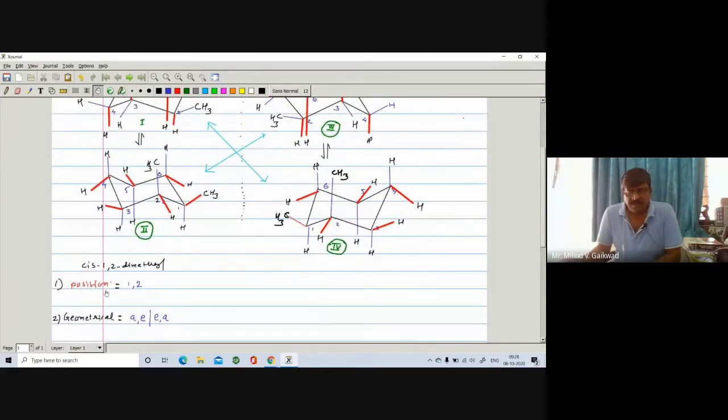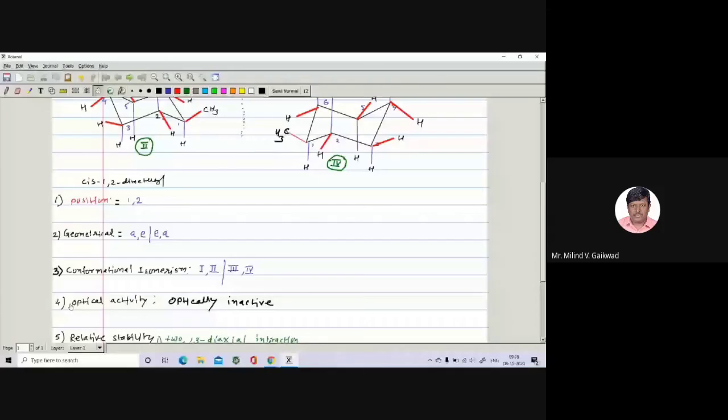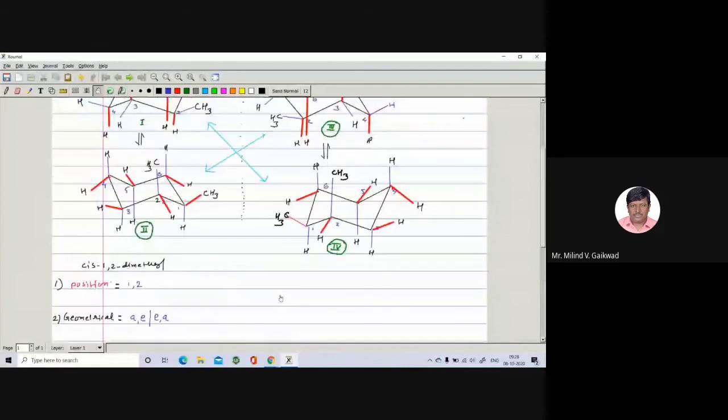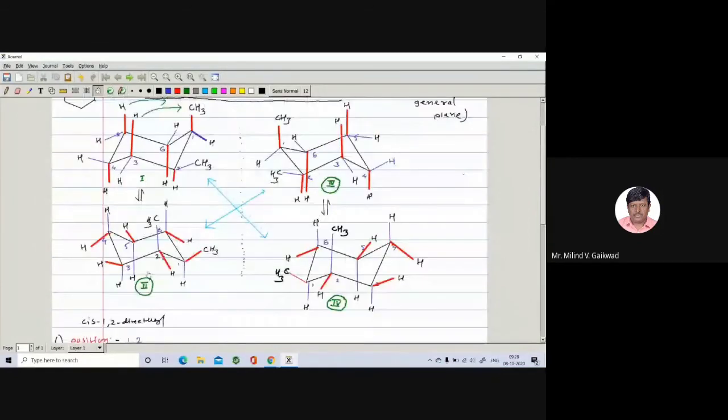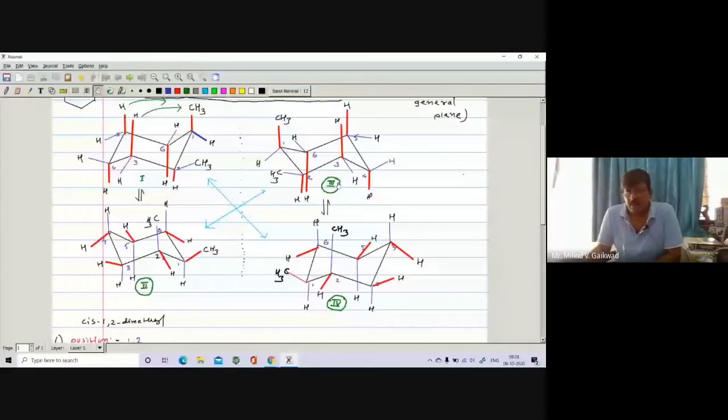So we have seen position, isomerism, conformational isomerism, and optical activity. In optical activity, 1 and 2nd, these are the conformational isomers. 3rd and 4th, these are the conformational isomers. It means you can write instead of third, structure number 4.